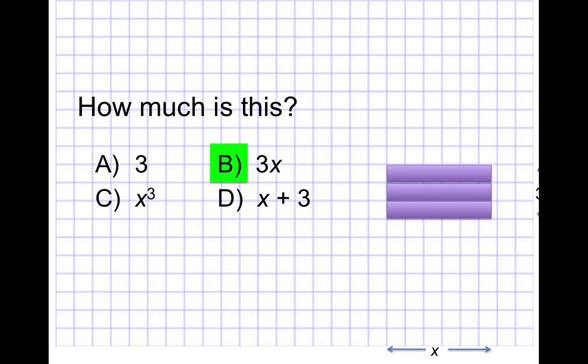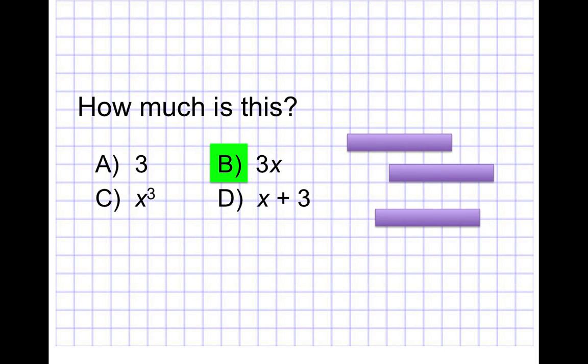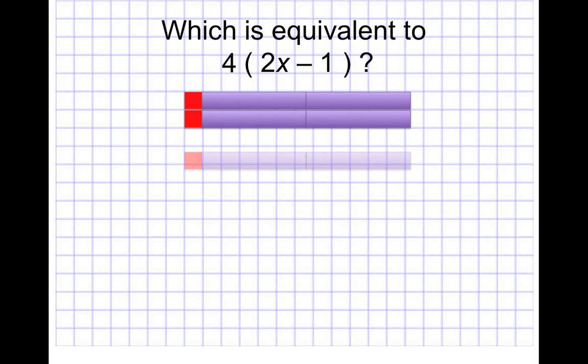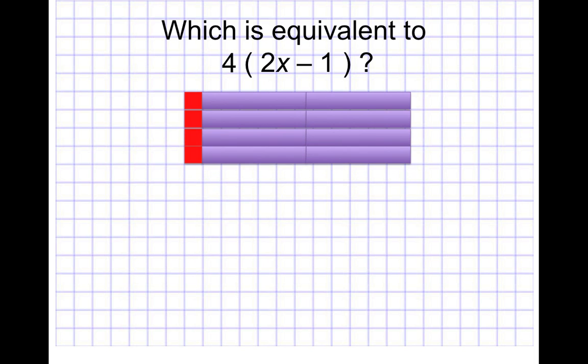But we also might have noticed that of these pieces that we were calling x, there are 3 of them. So in this picture, there's 1 negative unit, and there are 2 of the x units. So what if I take 4 of them, so that its length is still 2x minus 1.